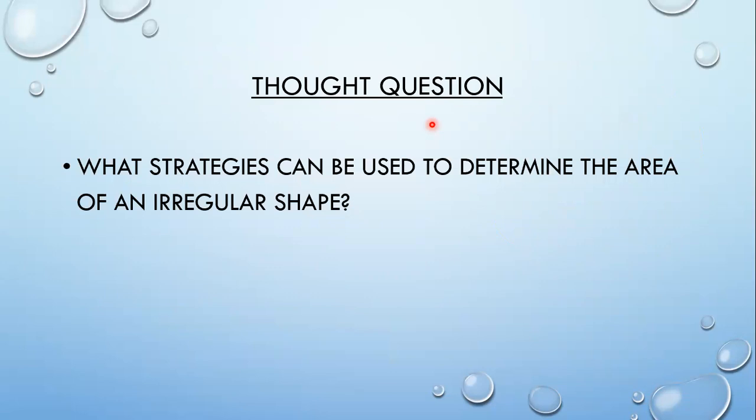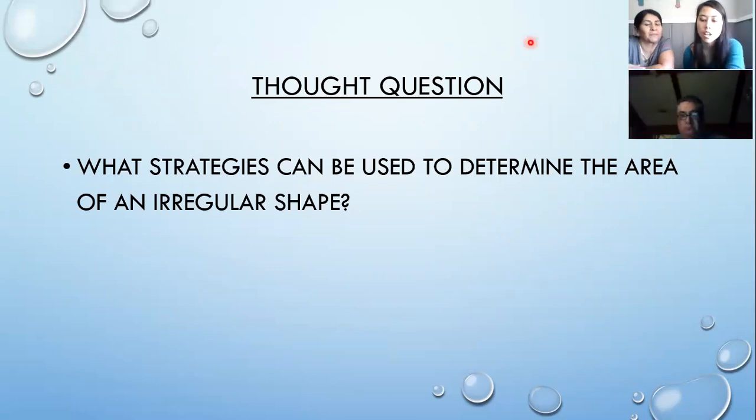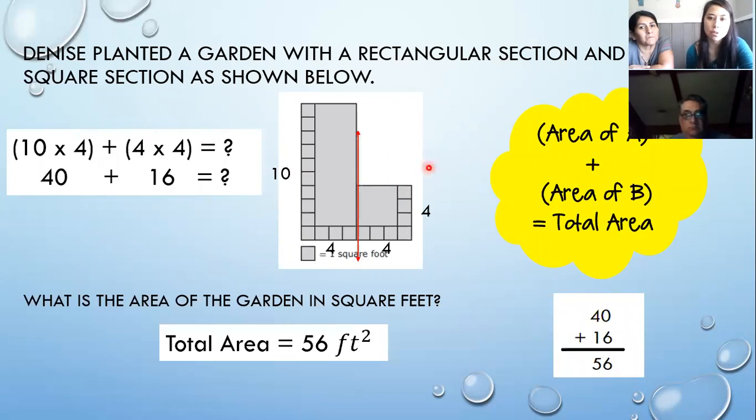And here's your thought question. What strategies can be used to determine the area of an irregular shape? So when we go back to this right here, we use the additive property. We figured out the area of the rectangle, figured out the area of the square, and then we added both of our areas. So what we did was we came up with a 3-step solution to figure this out.